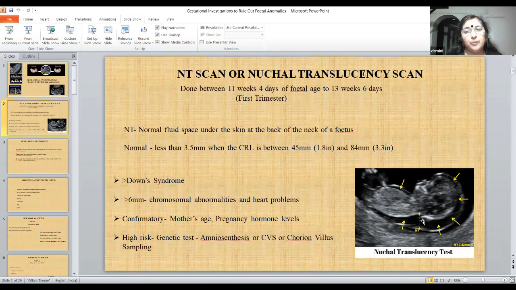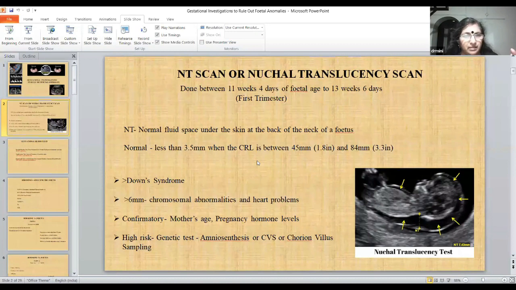That is less than 3.5 millimeter when the CRL is between these values. CRL means crown rump length. Crown means head and rump means buttock. When the baby is lying in a folded position, the length between the head and the buttock is the crown rump length. Crown rump length between 45 millimeters and 84 millimeters corresponds to 11 weeks 4 days and 13 weeks 6 days. 1.8 inches or 45 millimeters is meant for the 11 weeks and 4 days period, and 84 millimeters or 3.3 inches is meant for the 13 weeks 6 days period.